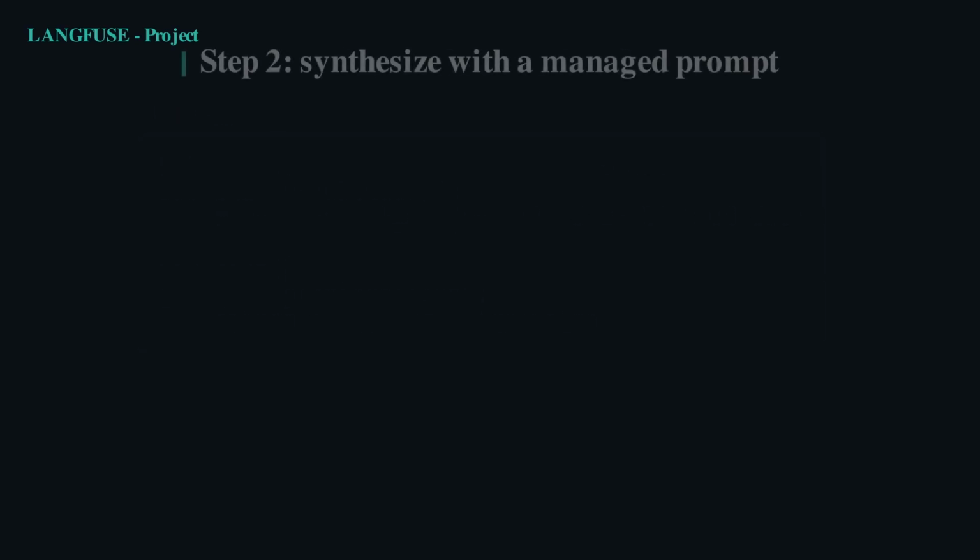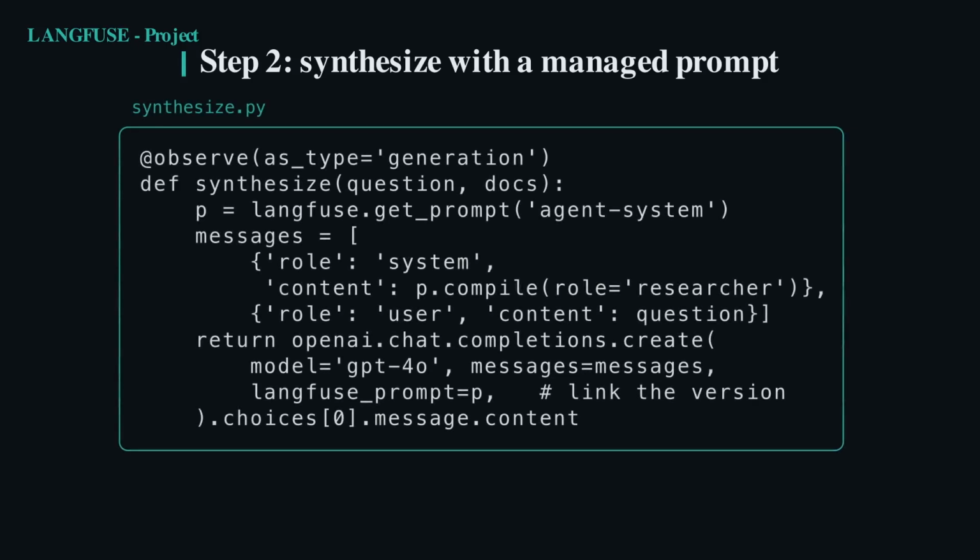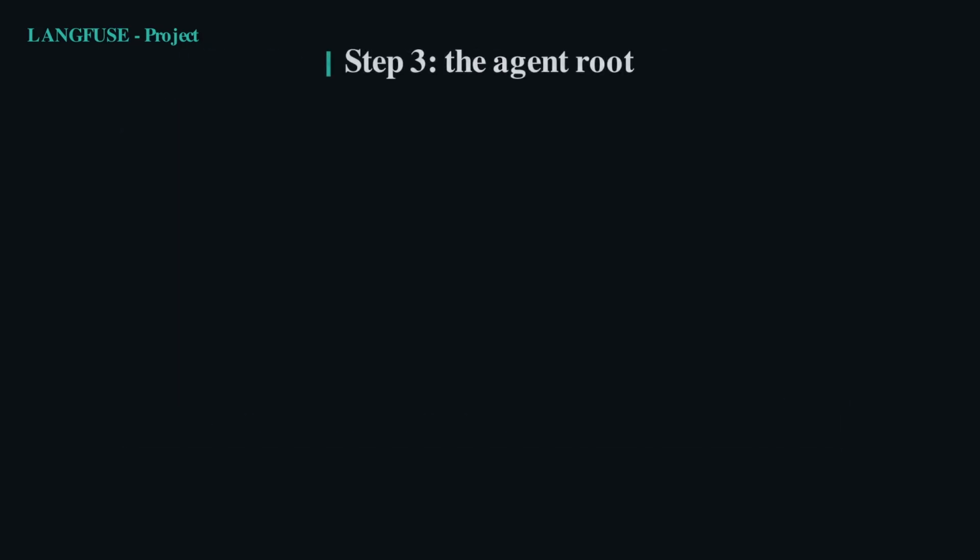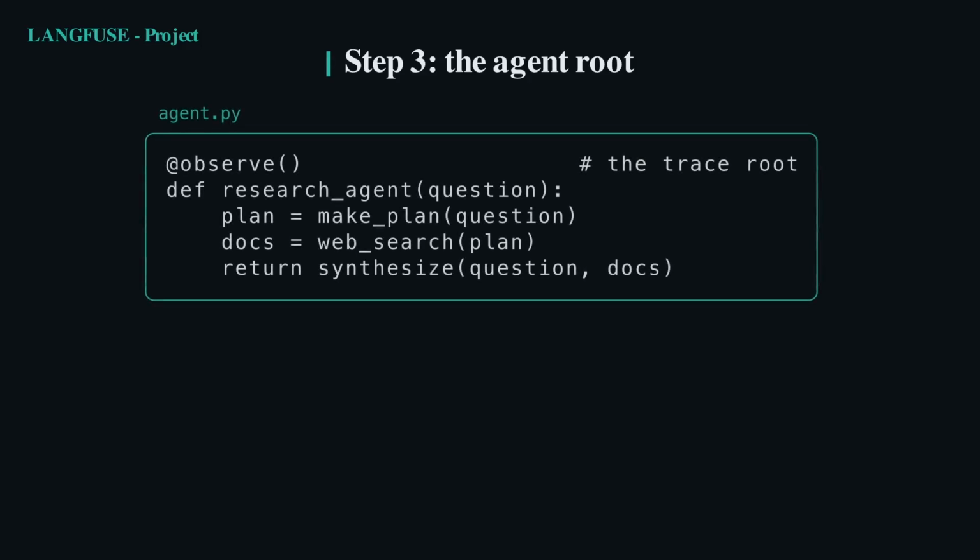The writer pulls its system prompt from Langfuse and links the version with the Langfuse prompt. Now this generation is tied to a prompt version, a model, and its exact token cost, all in one observation. The root function is one more decorator. This top call defines the trace. Plan, search, and synthesize automatically become its children.